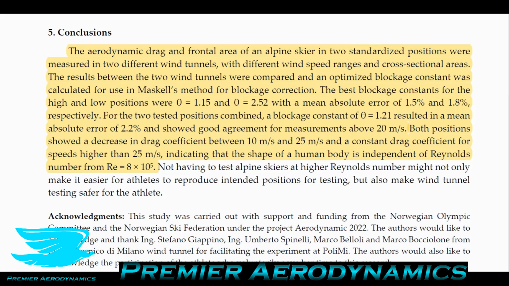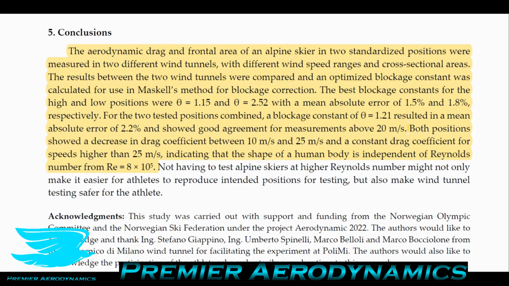will be subject to a blockage ratio when you put it into a wind tunnel. The greater this blockage ratio is, the more the error in the drag will be and the change in the flow physics. They looked at this alpine skier here, and they found that the best blockage constants for high and low positions were 1.15 and 2.52, and they gave mean absolute errors of 1.5 and 1.8%. But if you want to come up with a general, universal correction factor, then a theta of 1.21 gave an error of only 2.2%.